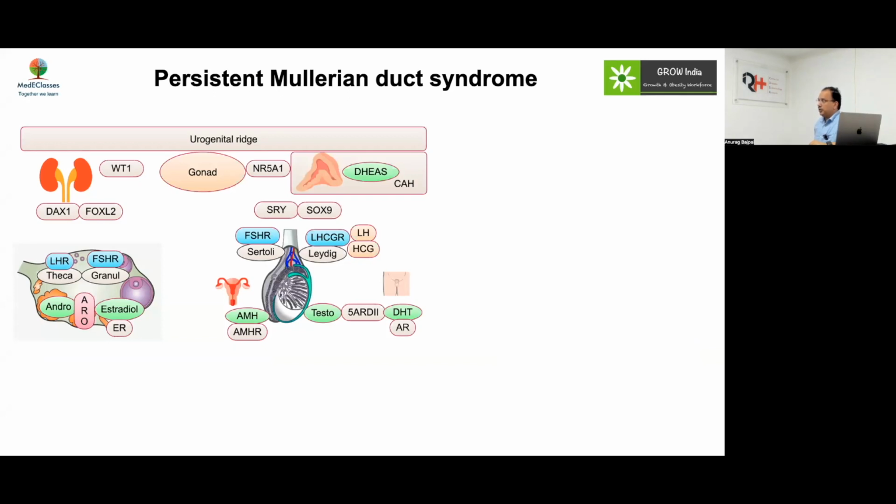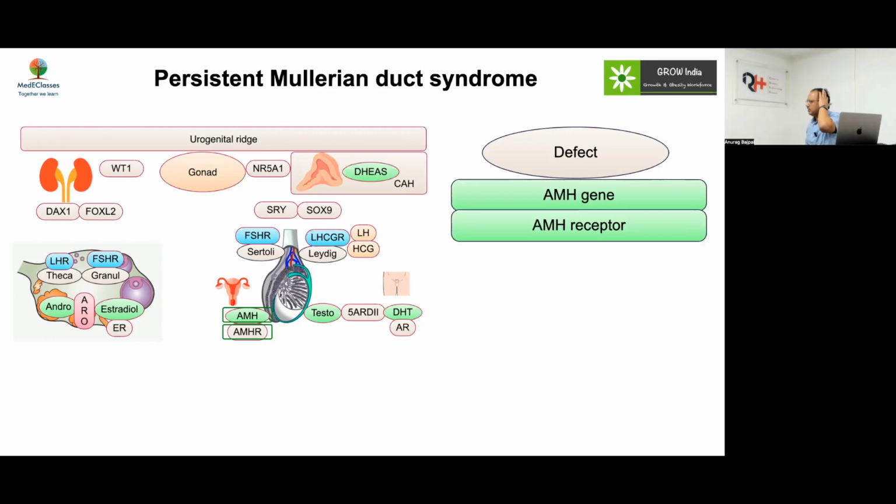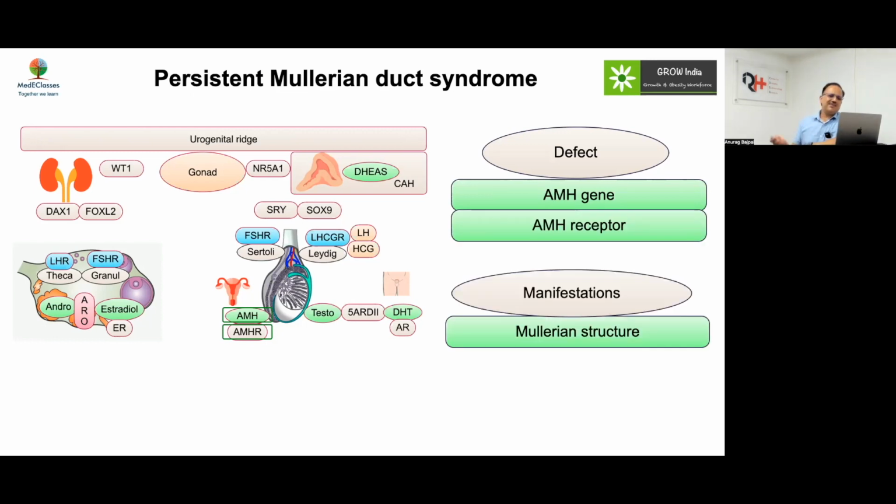Now, persistent Mullerian duct syndrome, as the name suggests, your Mullerian ducts are persisting. You have a normal male development, but you may actually have an undescended testis because the Mullerian structures may obstruct the descent of the testis. Now, theoretically, PMDS may happen if your AMH is either not being produced or it is not working. So, AMH deficiency or resistance. So, this is a scenario. The problem could be at the AMH gene or the AMH receptor resistance.